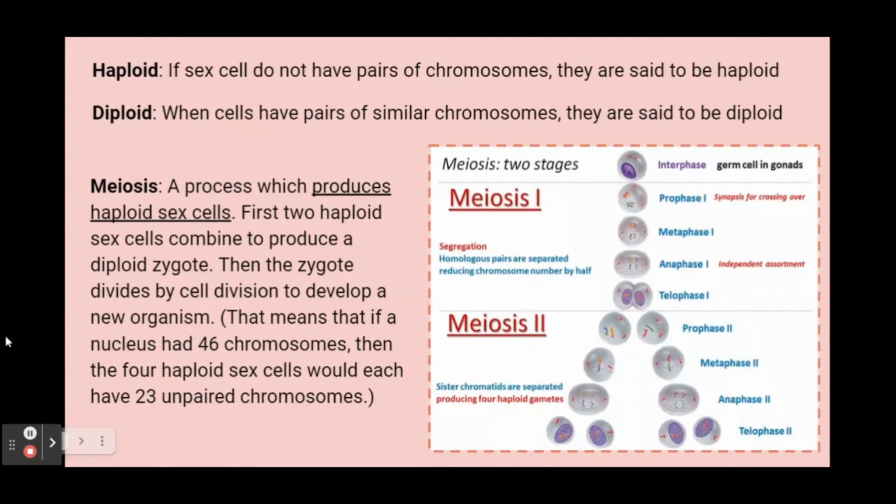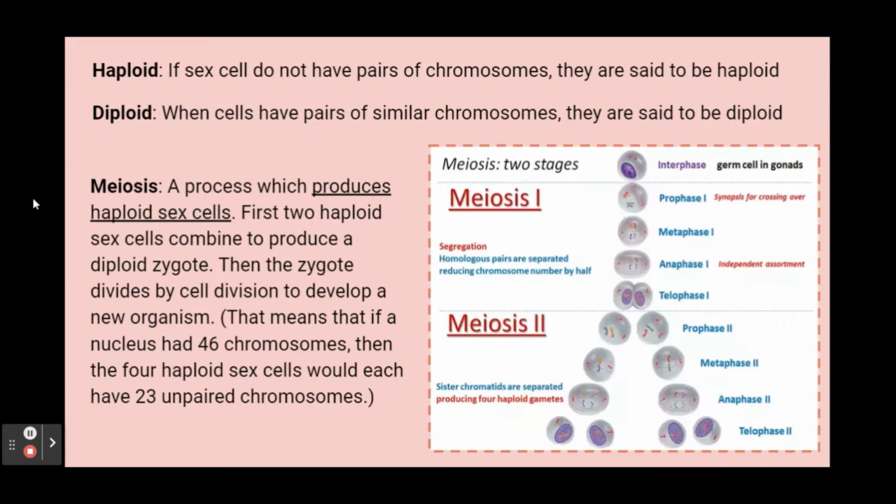This is meiosis. So up top we have these two words, haploid and diploid. If you don't know what these are, perfectly fine. But haploid is if a sex cell does not have pairs of chromosomes, it's said to be haploid. So if there are no pairs of chromosomes with it, it's haploid. And a diploid is when cells have pairs of similar chromosomes. So basically, inside a sex cell, haploid is when they're just individual chromosomes that don't have a pair, but diploid is when they do have a pair.